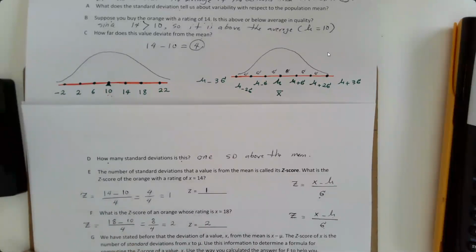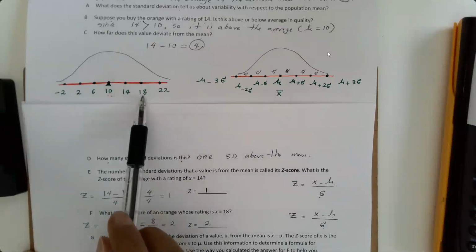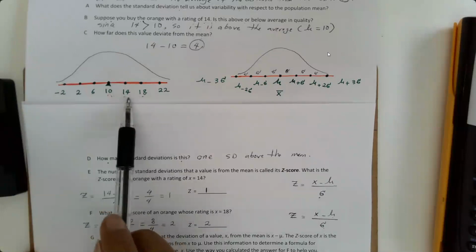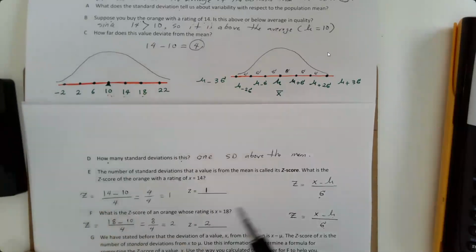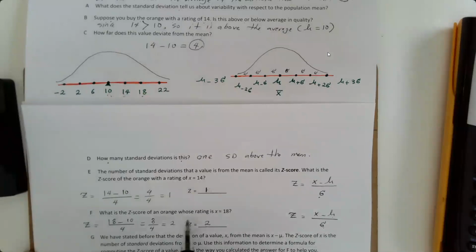So obviously, since 18 is larger than 14, you say that the quality of the orange with 18 as rating is higher than the quality of the orange with 14 as its rating. But if we don't have the original data and we only have z-score, since 2 is larger than 1, we say that the quality of the second orange is higher than the quality of the first orange.